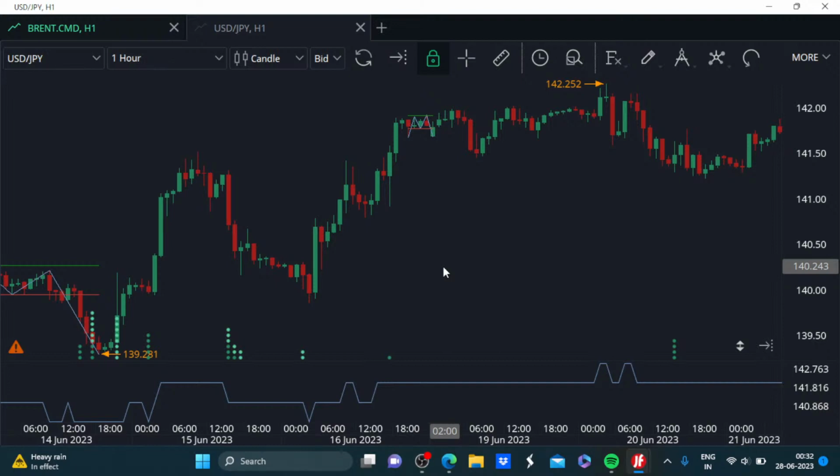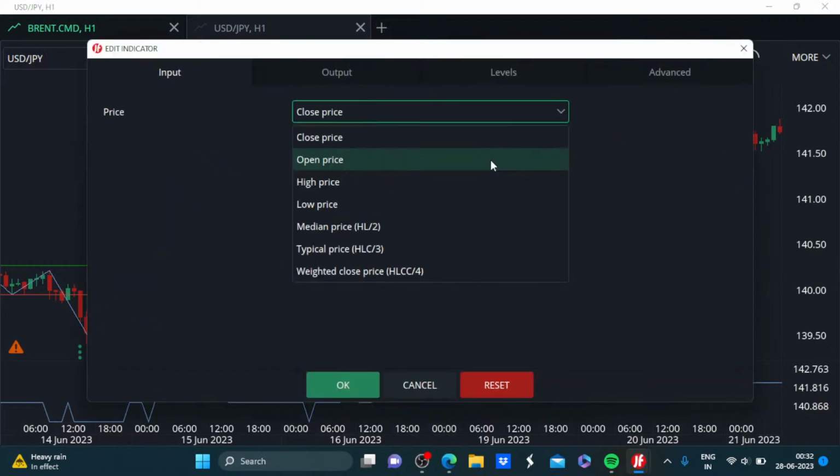Now if we look at the editing panel, we will be able to edit this indicator as well. We can change the applied price. There is not much else we can do. All we can do is try out different types of applied prices, and depending on which applied price I opt for, you will notice slight changes on the lower side of the chart.